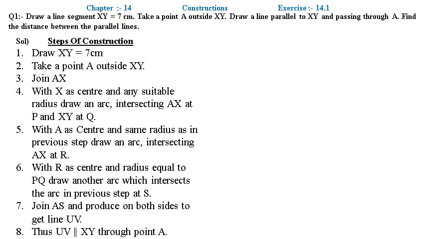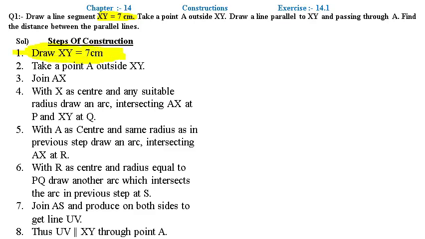In today's lecture, we will start exercise 14.1 and simplify its question number 1, which states: draw a line segment XY equals 7 centimeter. Take a point A outside XY, draw a line parallel to XY and passing through A, find the distance between the parallel lines. So in the first part of the question, we have to draw a line whose length is 7 centimeter. That means the very first step of construction will be to draw a line segment XY whose length is equal to 7 centimeters.